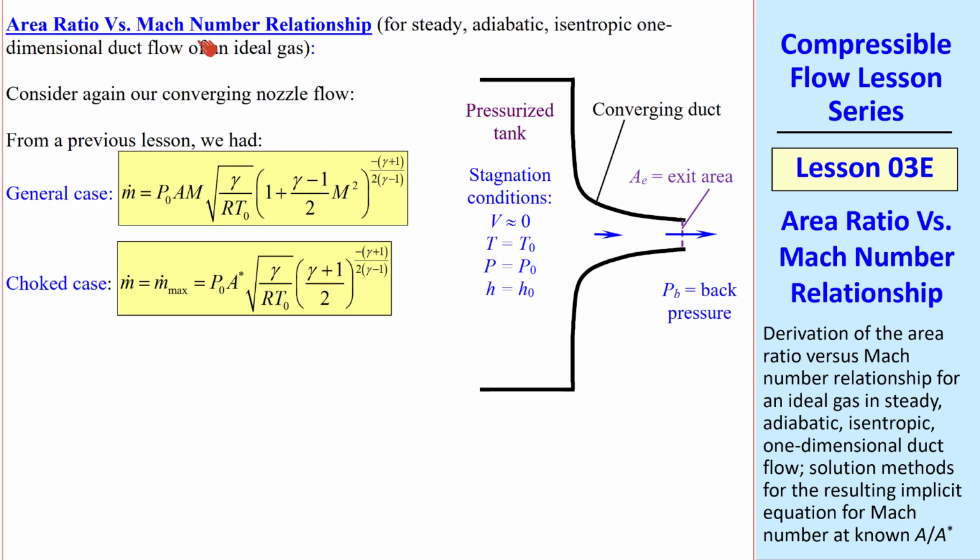I'll do this with an example problem. First, let's derive the relationship. From a previous lesson, we had these two mass flow rate equations. The first one is a general case and applies whether the flow is choked or not. The second one is for the choked case, where back pressure is low enough to have choked conditions or sonic flow at the exit. And we're talking again about this familiar converging duct.